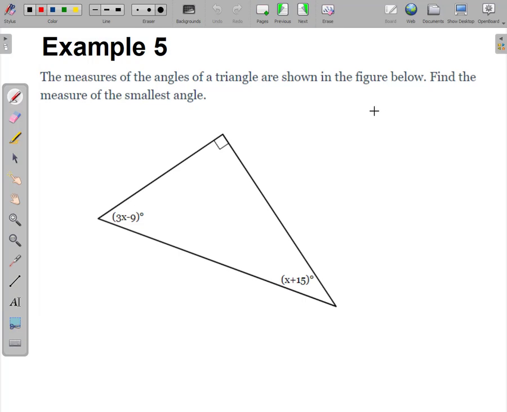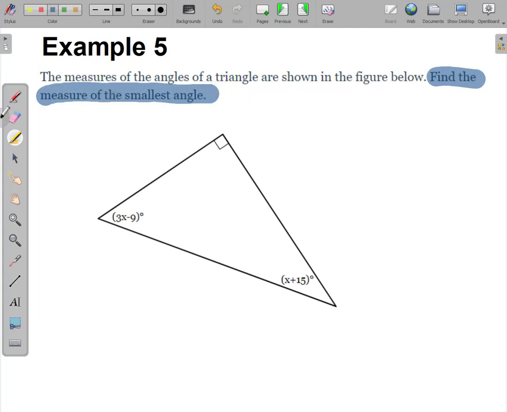Example 5. And the questions that I'm going over now pertain to the retake of the test you took this past Tuesday. The measures of the angles of a triangle are shown in the figure below. Find the measure of the smallest angle. This may trick a few people up because over here they actually want you to find the smallest angle.